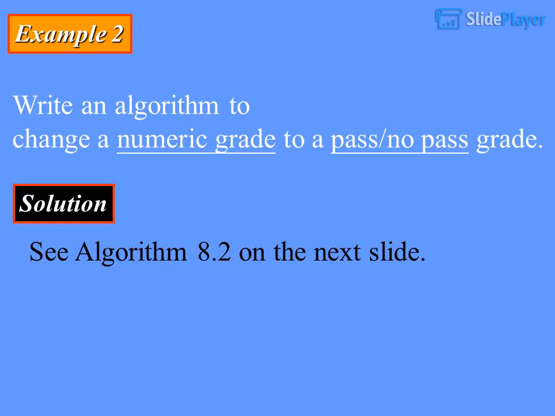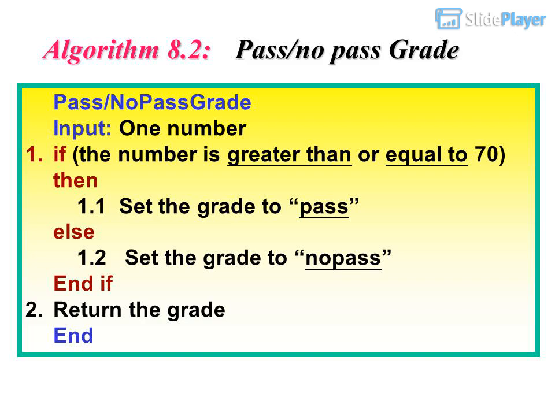Write an algorithm to change a numeric grade to a pass/no pass grade. Example 2. Write an algorithm to change a numeric grade to a pass/no pass grade. Solution. See Algorithm 8.2 on the next slide. Algorithm 8.2, pass/no pass grade. Input, 1 number. 1. If the number is greater than or equal to 70, then 1.1 set the grade to pass. Else 1.2 set the grade to no pass. End if. 2. Return the grade.